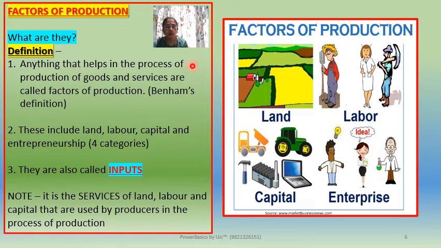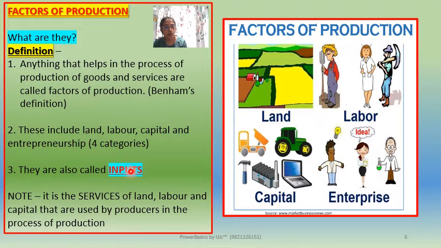Anything that helps in the process of production of goods and services is called a factor of production. These include land, labor, capital, and entrepreneurship. Entrepreneurship means intelligence, okay? They're also called inputs. So if you're asked the definition of a factor of production, then these 3 points must come in. Those things that help in the process of production of goods and services are called factors of production. They include land, labor, capital, and entrepreneurship.